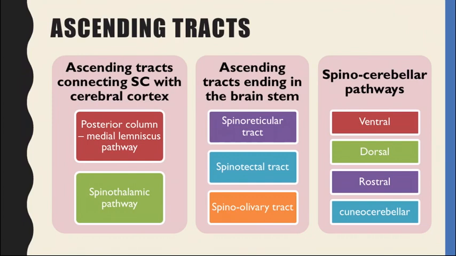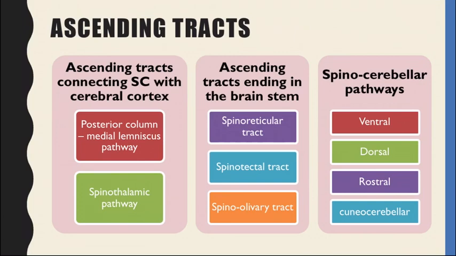So, first of all, ascending tracts means these are the tracts which carry the sensory information. So, this is the sensory system. We can either call them the sensory system or the ascending tract. Ascending tracts have been divided into three types depending on where exactly they are ending.